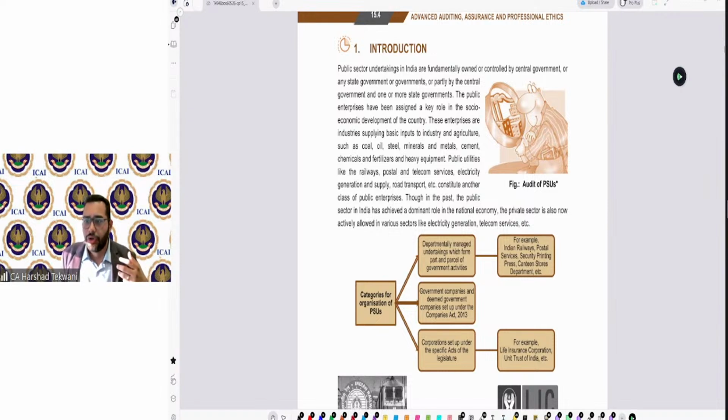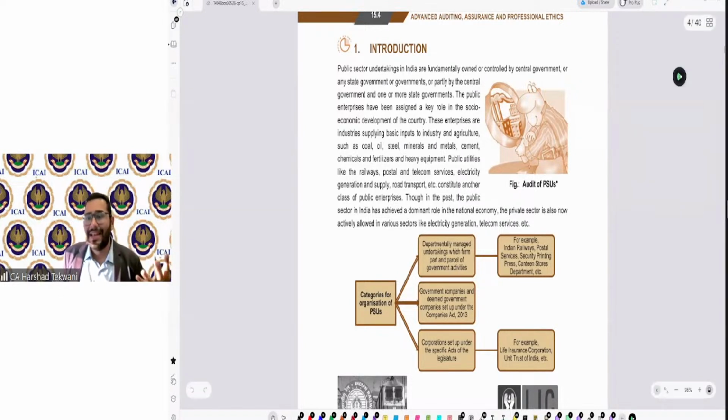So they have a lot of empanelment going on for these particular kinds of audits. As a firm or as an individual chartered accountant, you can fill in, and you can actually contribute, and you get the audits in this particular area.